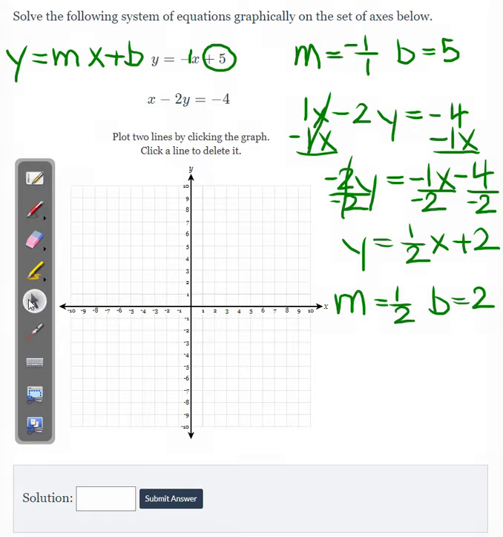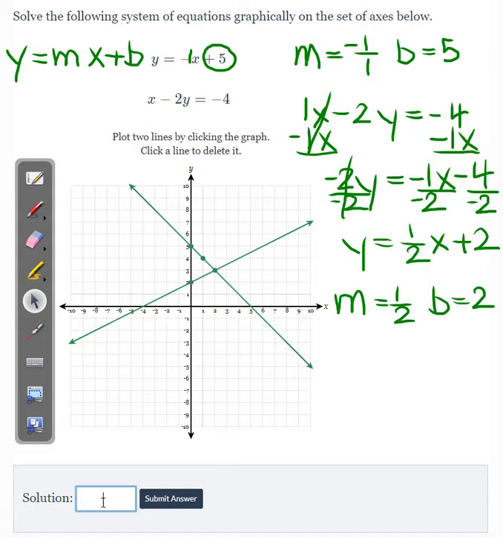And now we can go ahead and start graphing these. So my b value for the first one is positive 5. So from the origin, I'll go up 5. And then I'll use my m of negative 1 over 1 to go down 1, right 1. My b value in the second equation is 2. So I'll begin by going up 2. And then I'll use my m of 1 over 2 to go up 1 and then right 2. And so it looks like the intersection we have is right here. My x value you can see is 2, and then my y value is 3.